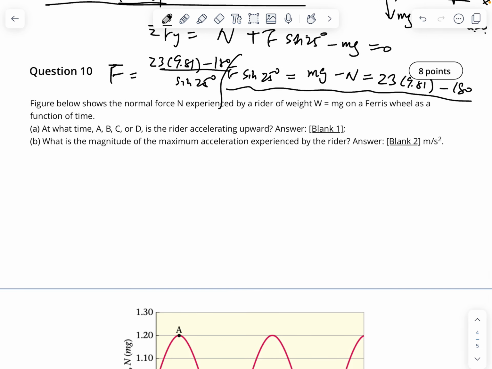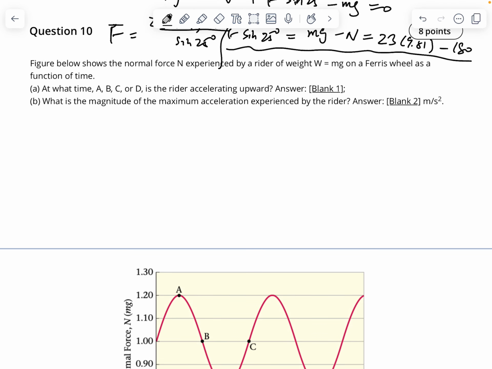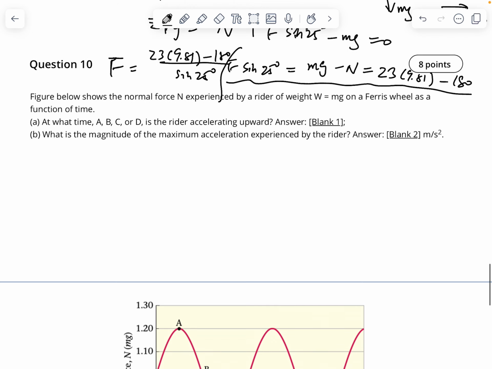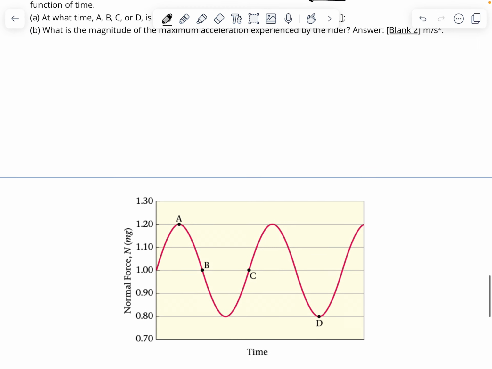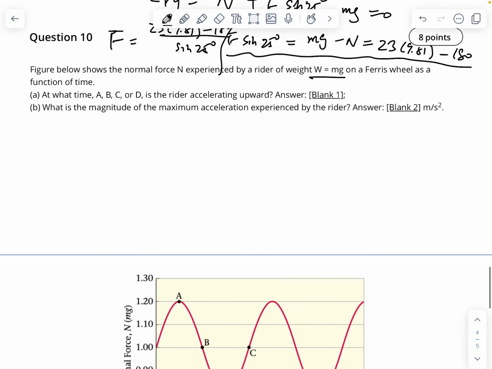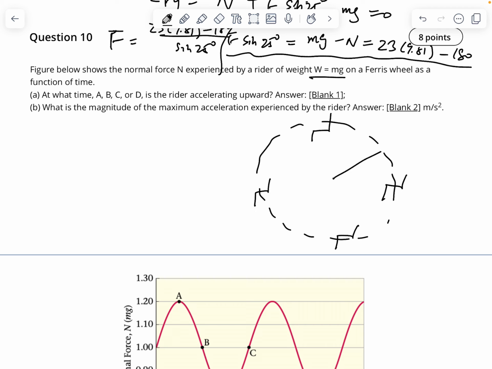All right, next one. The figure below shows the normal force N experienced by a rider of weight mg on a Ferris wheel as a function of time. Okay, so this is a Ferris wheel. You sit here, you sit here, you sit here, right? And this guy is doing this kind of circular motion, right? So you go round this way.